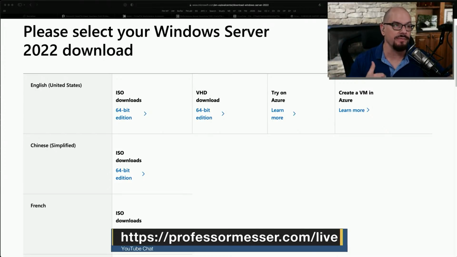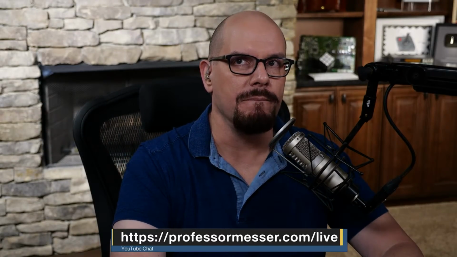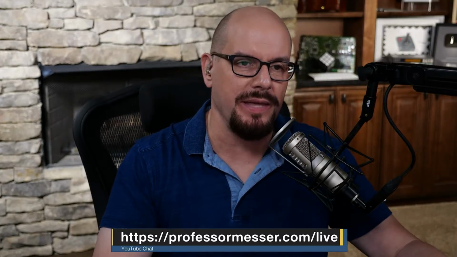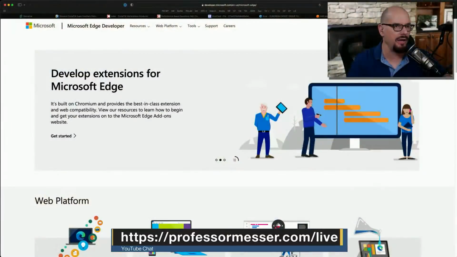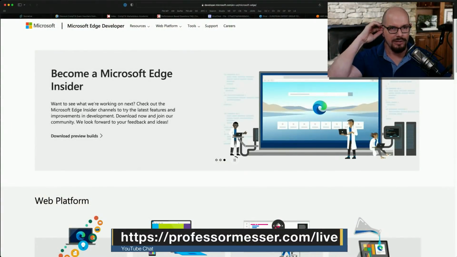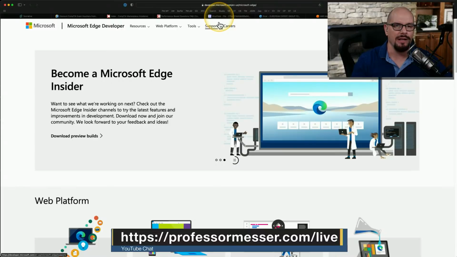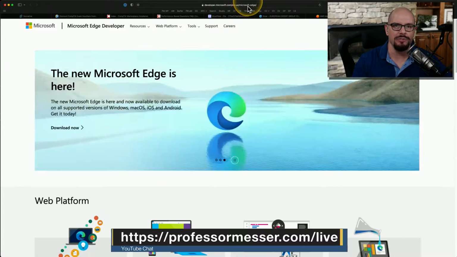Now that you've got Server running, it's running Active Directory, that's not enough. Now we need another machine to act as a user that will connect to Active Directory and be managed by Active Directory. But wait, where do you get a Windows license to be able to do that? Well, I think one of the best places you can go is the Microsoft Edge developer site, which is developer.microsoft.com/en-us/Microsoft-edge.